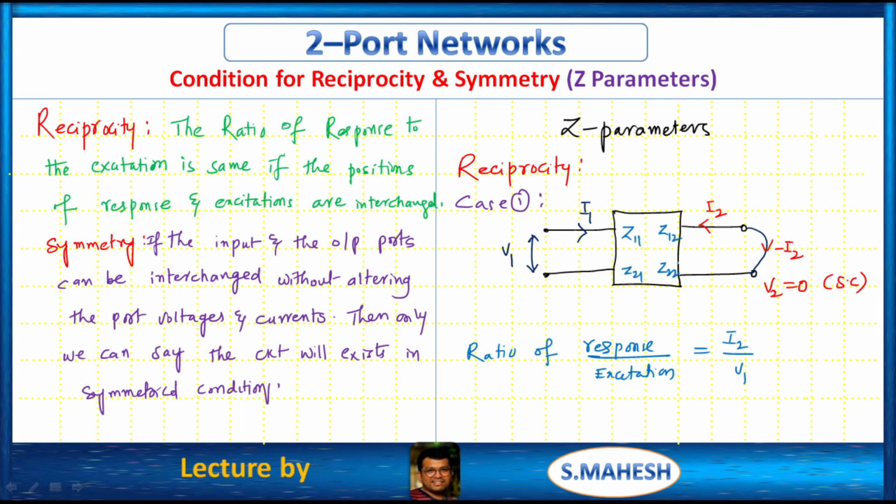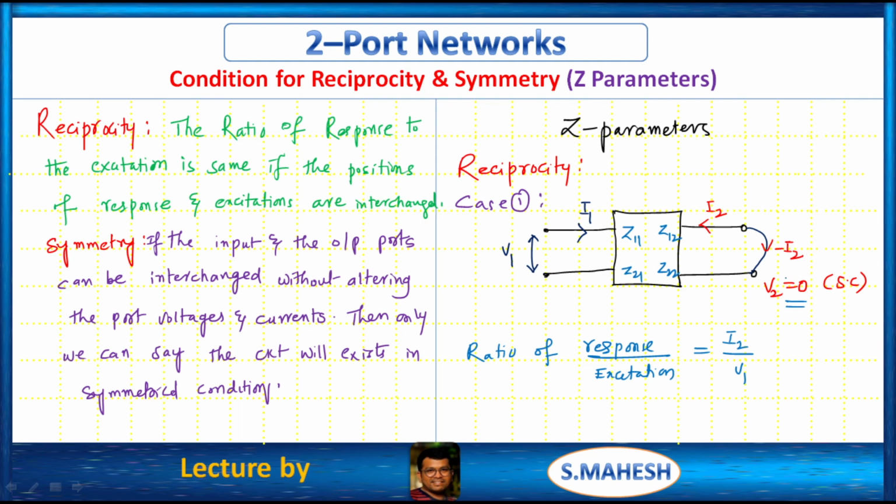Later from case 2 we can short circuit this input port, open circuit this output port. From that we can get I1 by V2. If both are equal, this circuit exists reciprocity condition, otherwise not. Okay. From this we can get I2 by V1. So here V2 is equals to 0.